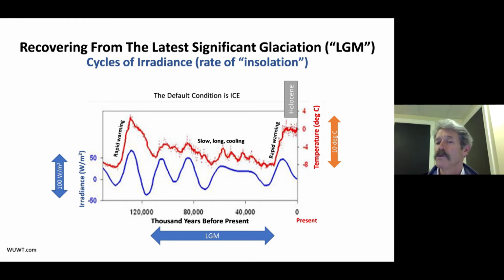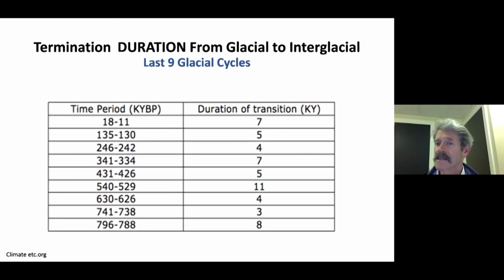Notice how the blue solar cycles attempt on multiple tries to extract the world from the last glacial maximum, LGM. They only succeed when all cycles combine constructively together with the ice albedo changes due to dust accumulation. This escape from an ice age is called a termination.